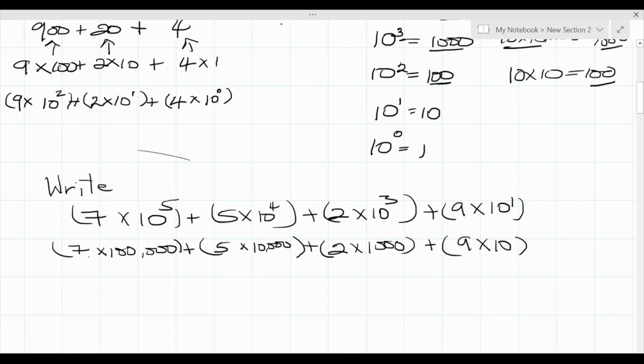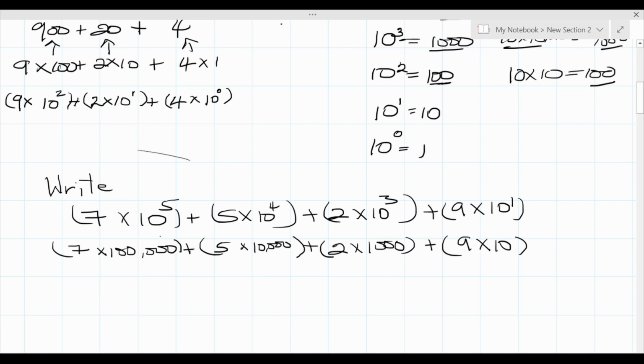This would be 7 times 100,000, because that's 10 to the 5th. Remember that 10 to the 6th is a million, so this is 100,000. 10 to the 4th, 10,000. 5 times 10 to the 4th, right, is 5 times 10,000. 2 times 10 to the 3rd is 2 times 1,000. And 9 times 10 to the 1st is the same as 9 times 10.